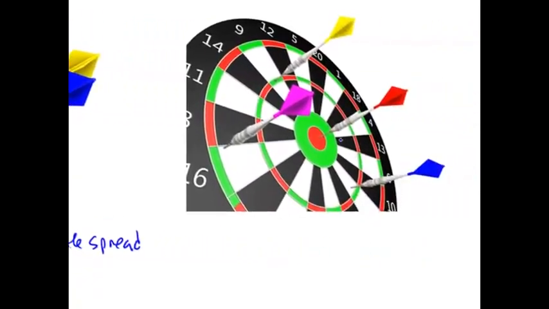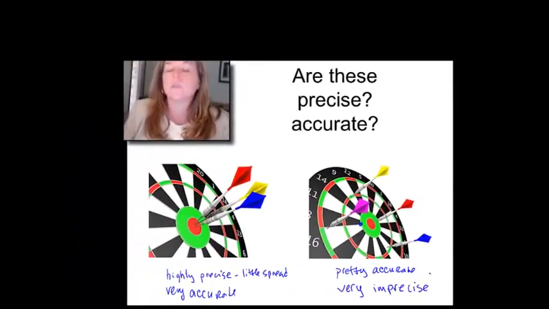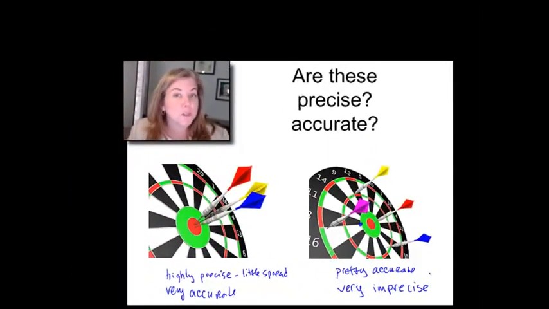Over here on the right, I might argue that it's pretty accurate because if you averaged all those numbers, you'd probably end up with the bullseye somewhere about here, which is not that far off, but it's very imprecise. So be clear that you can have accuracy without precision, and you can have precision without accuracy. The two are not necessarily caused by the same factors.